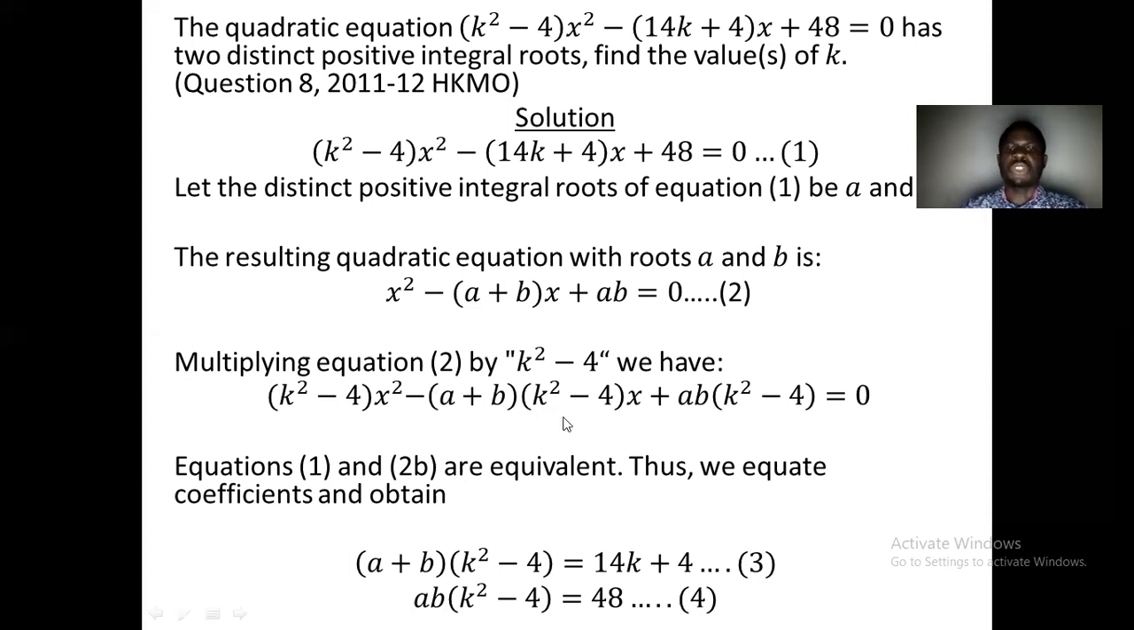So the coefficient of x in equation 1 is -(14k + 4). The coefficient of x in equation 2 is -(a + b)(k^2 - 4). We equated them, and that became my equation 3. Also, the constant of the modified equation 2 is ab(k^2 - 4), and the constant of equation 1 is 48. We equated them, and that became our equation 4. Okay, now we make progress.